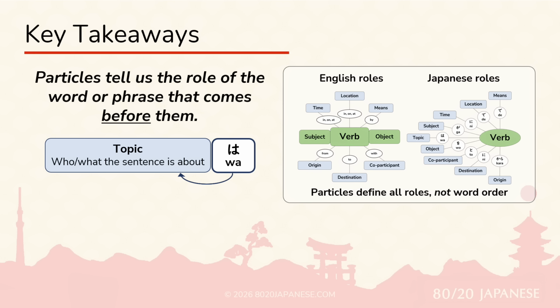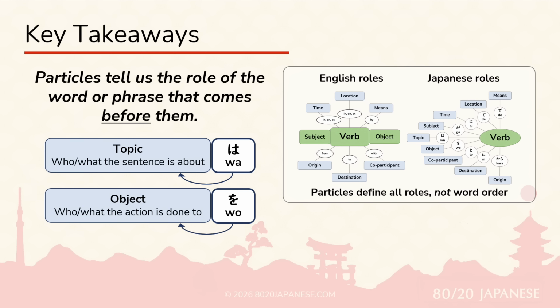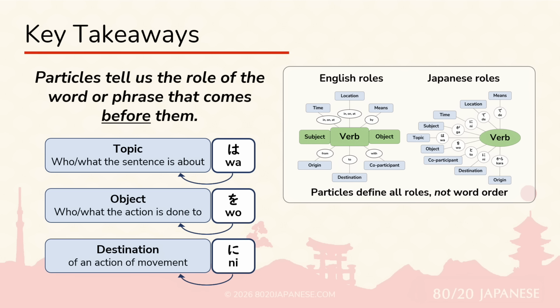But regardless, we use the particle wa to mark the topic, and we use the particle o to mark the object, the person or thing that the action is done to. We also looked at the particle ni, which we use to mark the destination of an action involving movement. We place these particles after the word or phrase that describes the thing in that role. And with just these 3 particles, you can already start building real Japanese sentences.